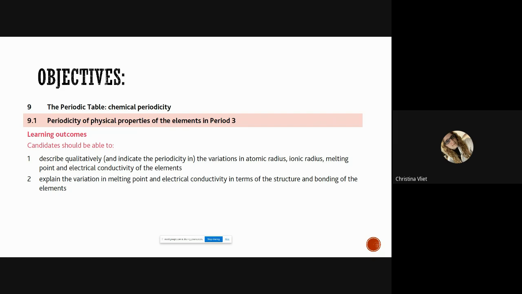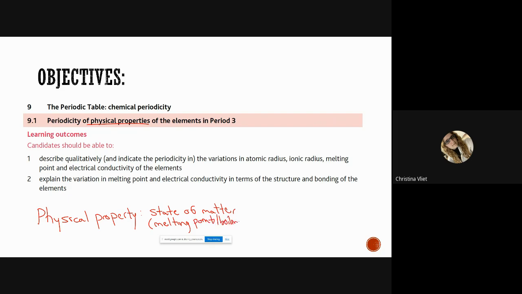What is a physical property? Liquid, solid, or gas? A physical property can include state of matter, which we would refer to as melting point and boiling point.